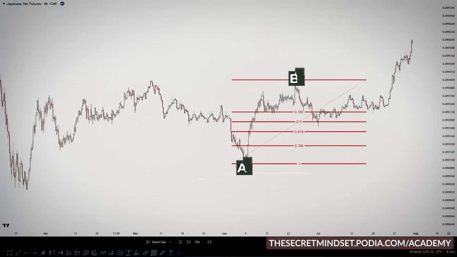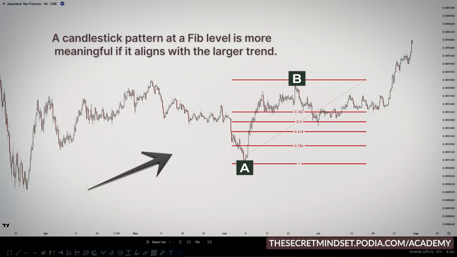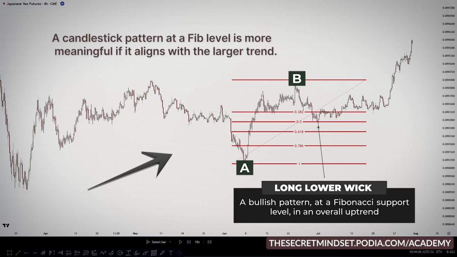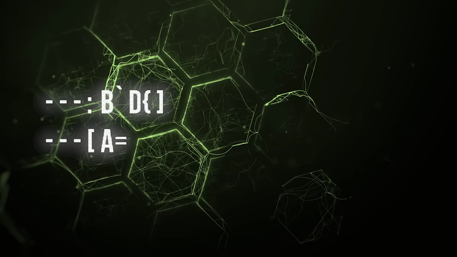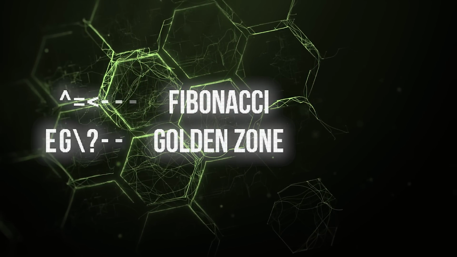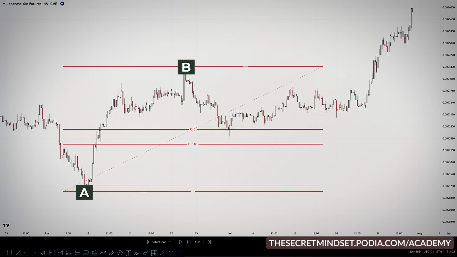And another key point is to look at the bigger picture. A candlestick pattern at a Fib level is more meaningful if it aligns with the larger trend. For example, a bullish pattern at a Fibonacci support level in an overall uptrend is typically stronger than one that goes against the trend. The golden zone method is a smart way to trade using Fibonacci levels. This method focuses on the 50 and 61% area, which we call the golden ratio.